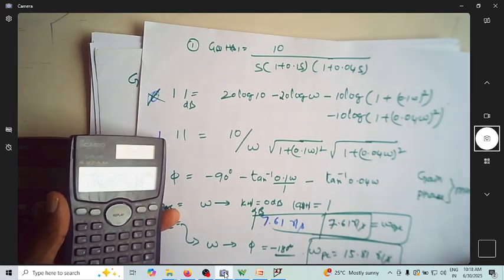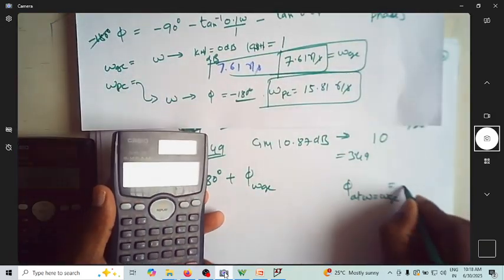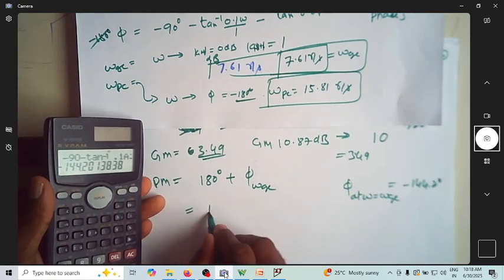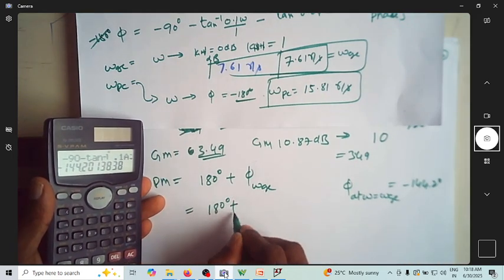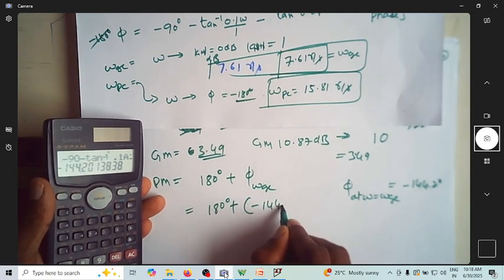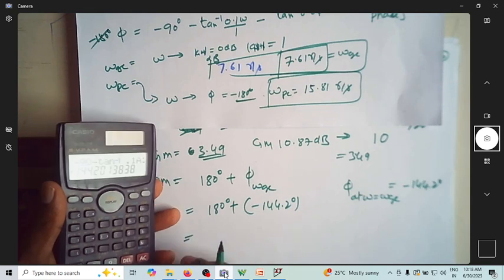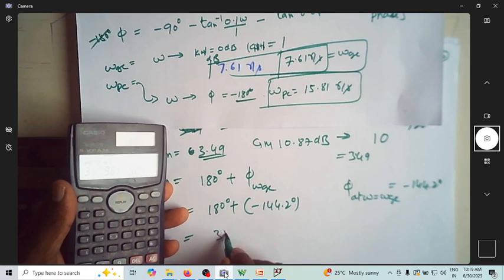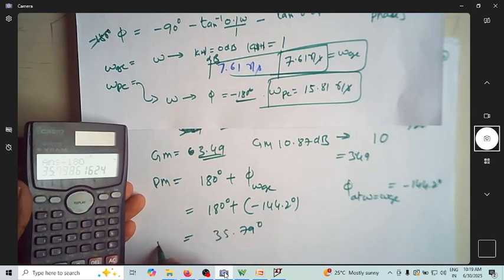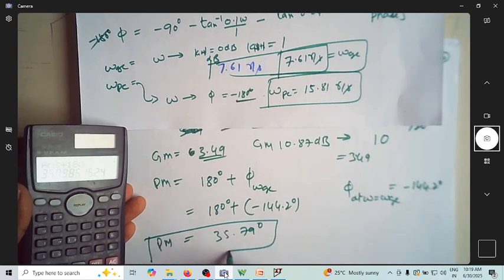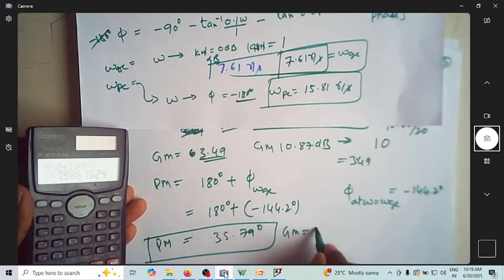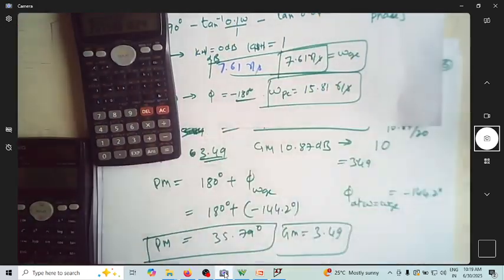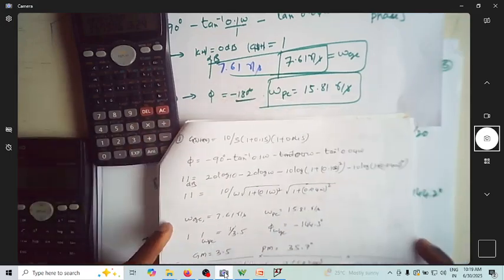So what is the phase? Phase is minus 144.2 degrees. So what is phase margin? It is 180 degree plus of minus 144.2 degrees. Can you see it is 35.79 degrees? This is phase margin. What is gain margin? Gain margin is 3.49. So that's what I have here. See here, this is what I have calculated.